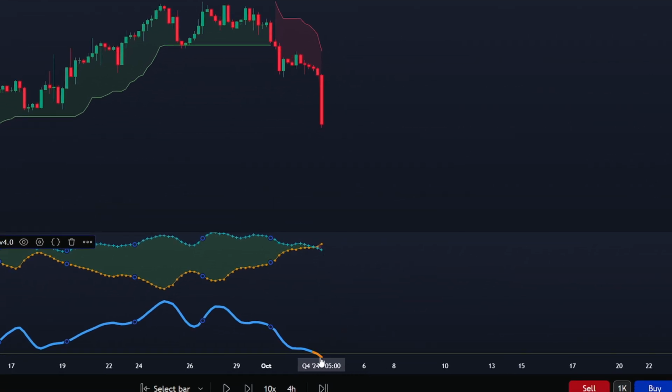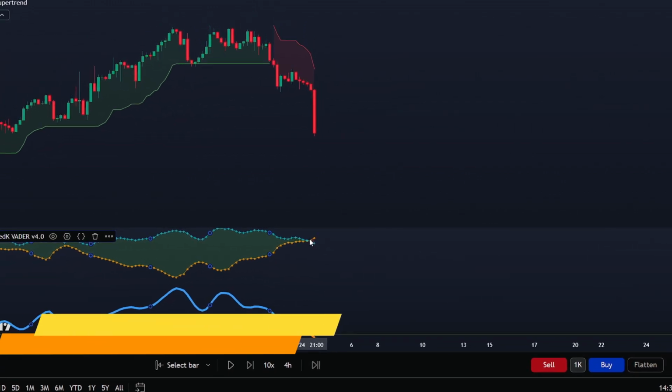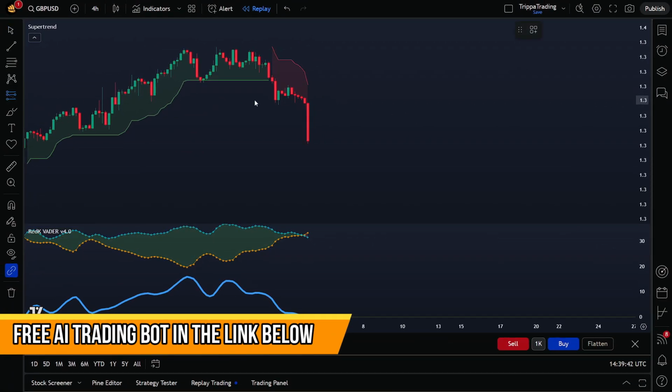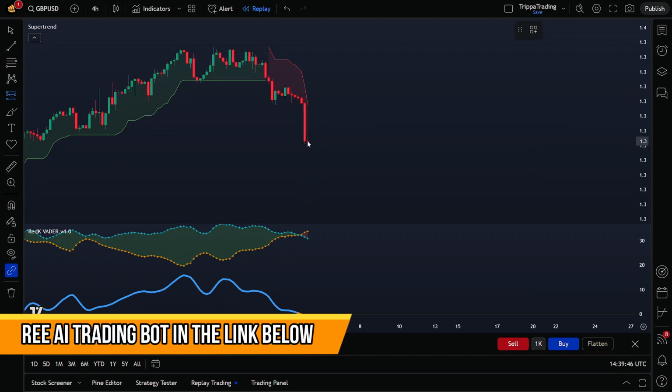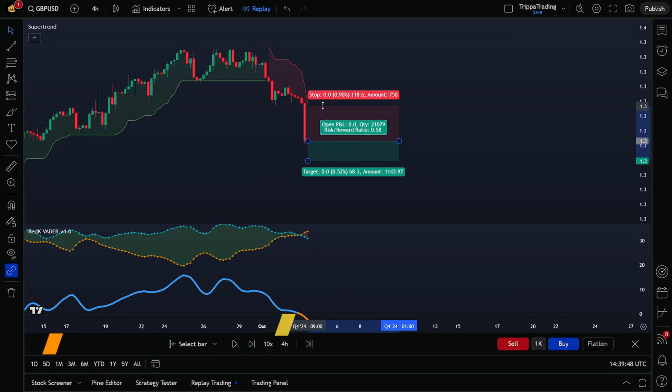Looking at the net energy line, we see that it turns orange over here, indicating a shift in momentum to the downside. Of course, the color changes after the orange line crosses above the blue line. So this is an indication for us to open a sell position. We can open a sell position at the opening of the next candle.